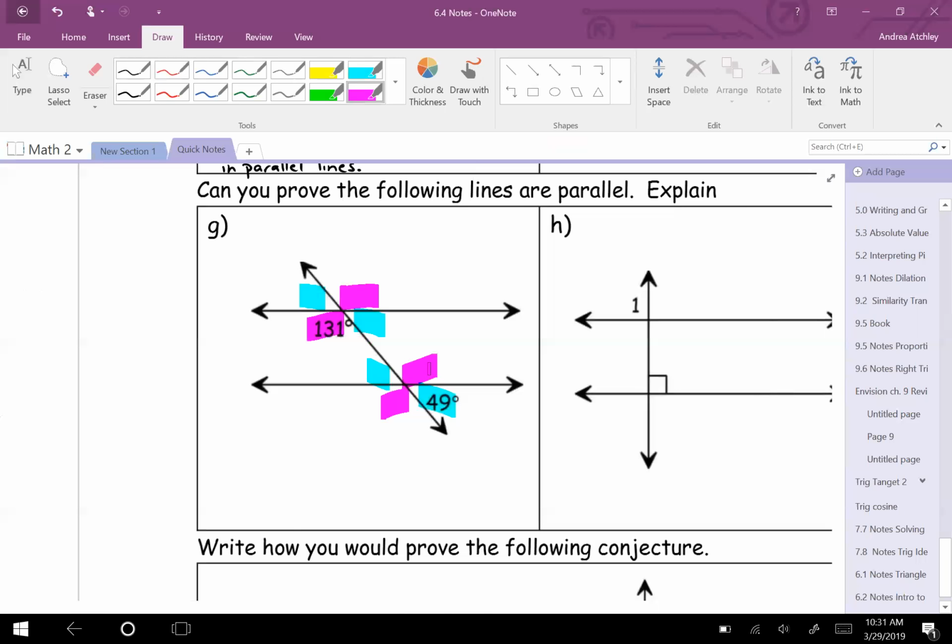But I do have vertical angles here. So let's just check that. I would need this angle to be 49. I can say that that's a straight angle, that this is a linear pair. So I'm going to label this X, and I'm going to say 131 plus X should equal 180.